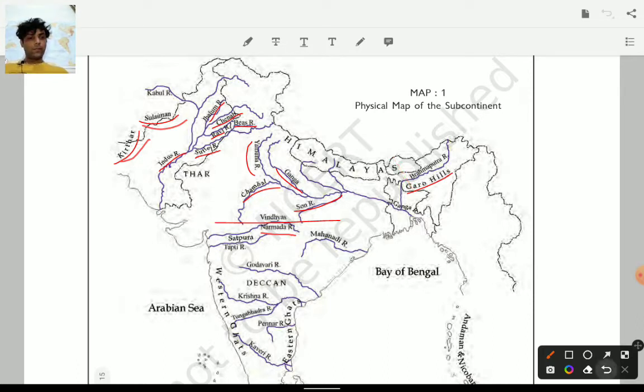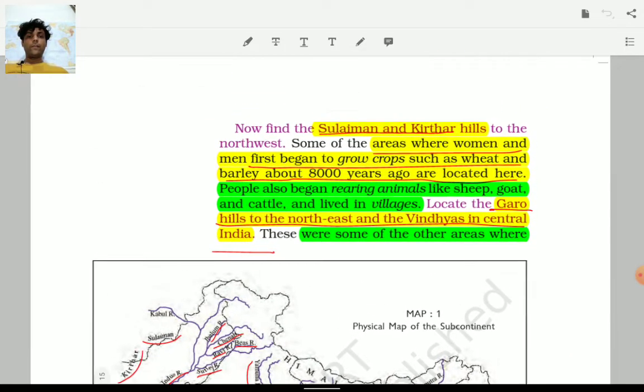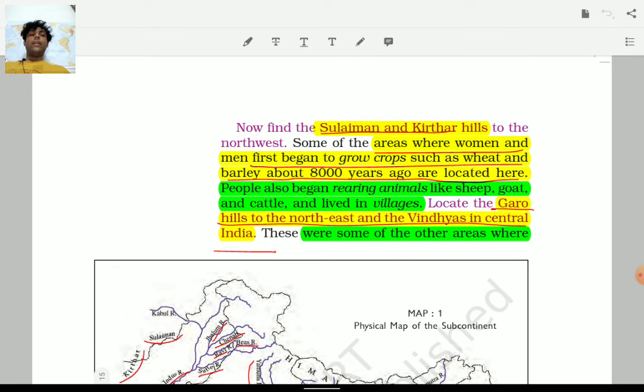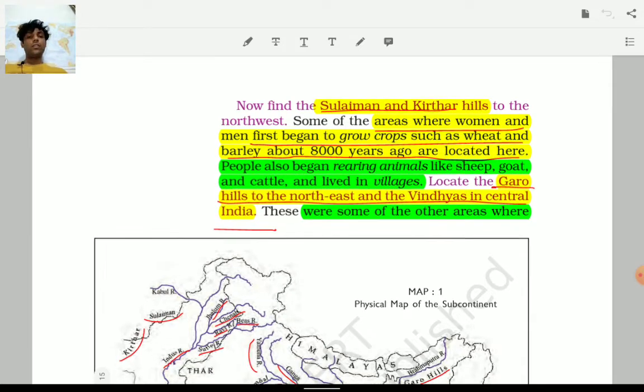Okay, so let us move ahead. And what is it saying? The areas of the Suleiman and Kirthar Hills are areas where women and men first began to grow crops such as wheat and barley about 8,000 years ago. So it is important why Suleiman and Kirthar hills are important: because, the very first time, the women and men started growing crops. Which crops? Wheat and barley, 8,000 years ago. So it is an important fact we need to understand.